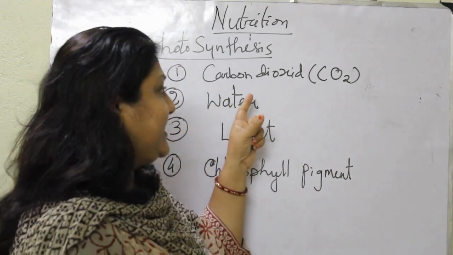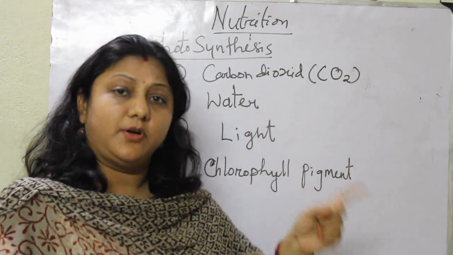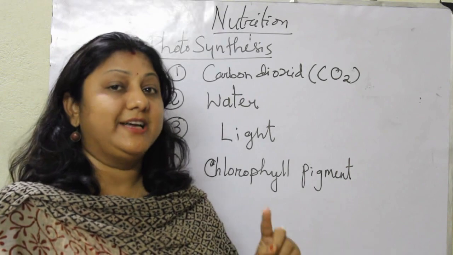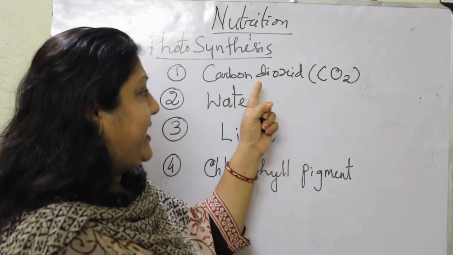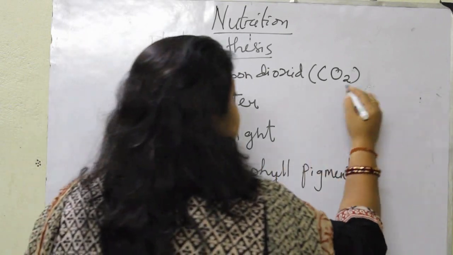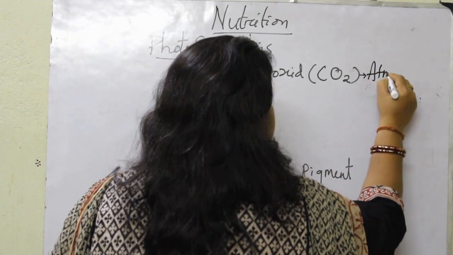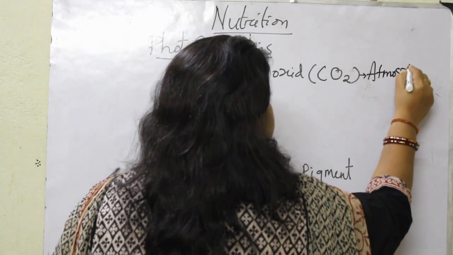Now the first thing is carbon dioxide. We should understand the raw material along with its source. From where is the plant getting the carbon dioxide? The carbon dioxide is received from the atmosphere.